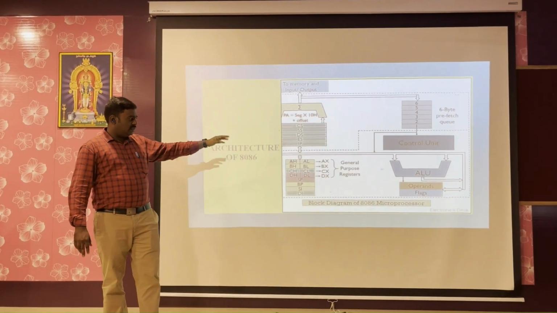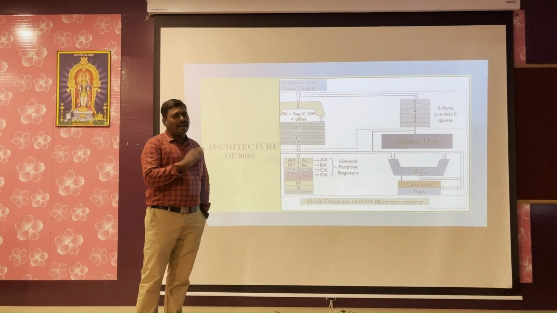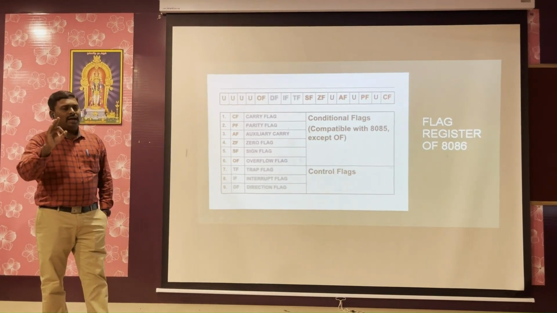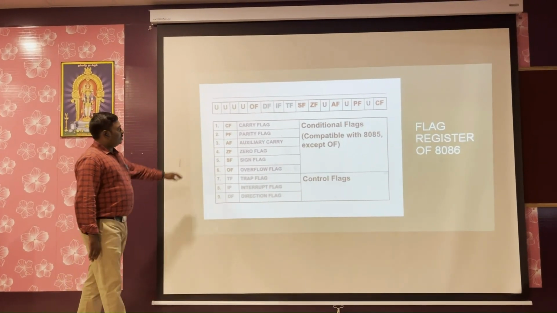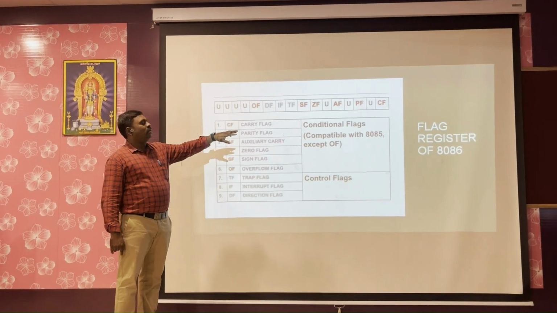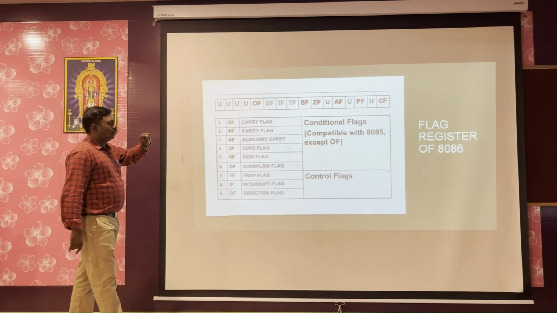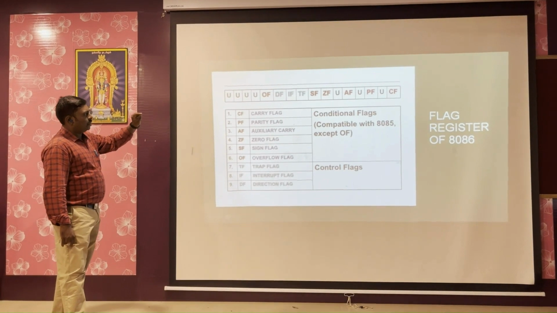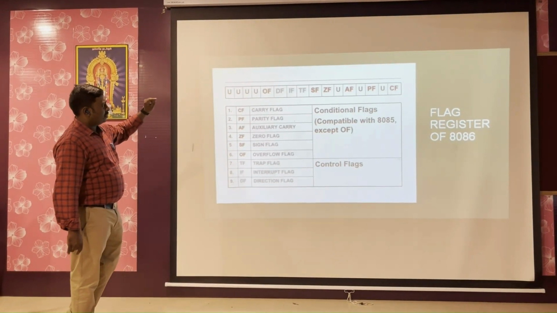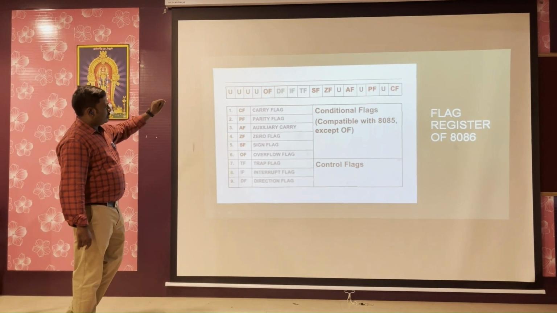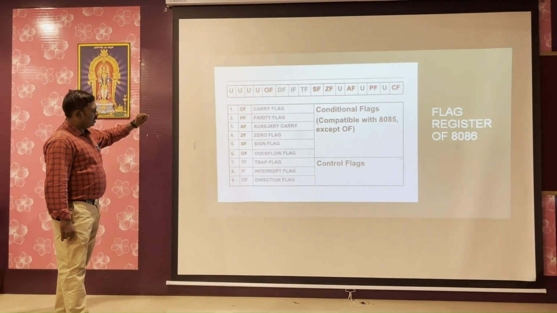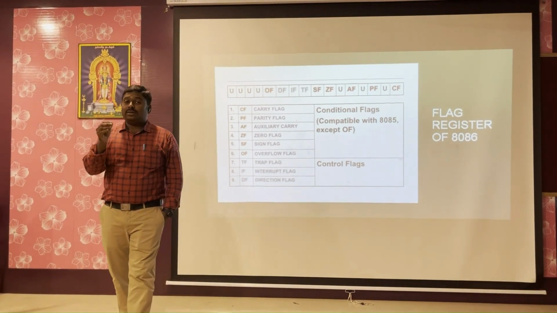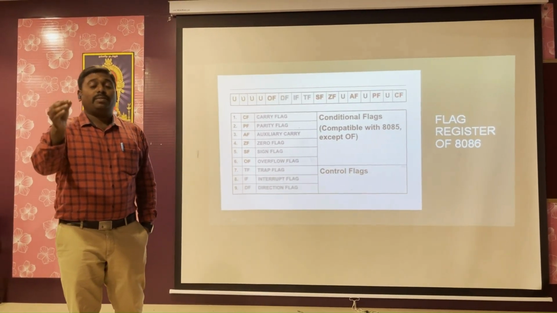Followed with the flag registers. You have to see the flag registers. In 8086, we have 6 conditional flags and 3 control flags. See this diagram. Totally 16 bits. Bit 0 carries the carry flag. Similarly, the second bit has the parity flag. The fourth bit has the auxiliary carry flag. The 6th bit carries the zero flag. The 7th bit carries the sign flag. Similarly, the 12th bit has the overflow flag. These 6 flags belong to the conditional flags. These flags are also compatible with the 8085 8-bit processor.